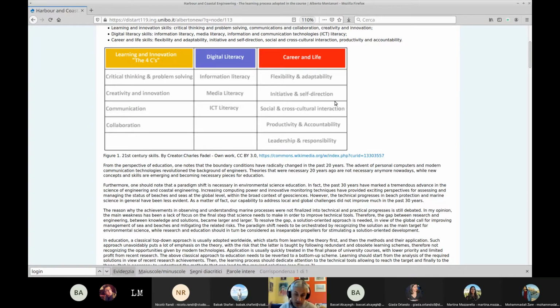So these are the qualities that I really would like to take the opportunity to discuss with you. This is something that I do in all of my courses. It's not only related to coastal engineering, it's not only related to hydrology, it's related to everything.